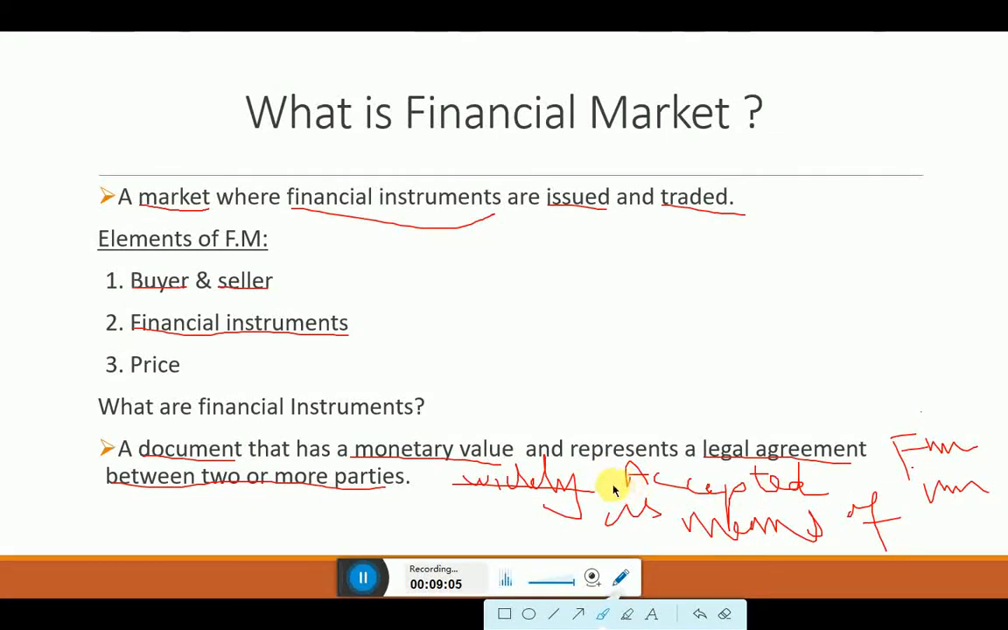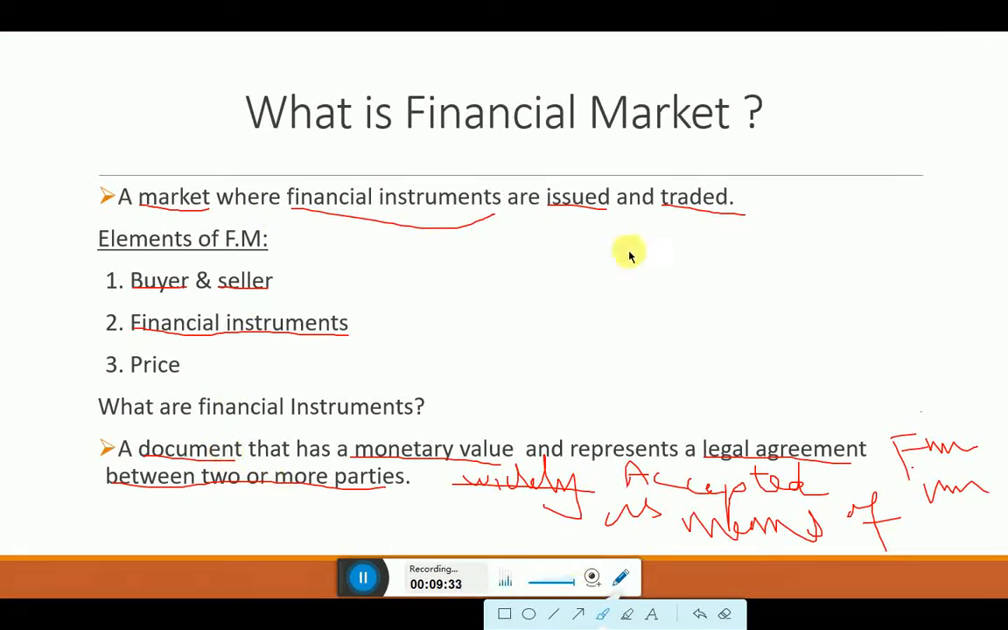So that's basically the four characteristics of the financial instrument we discussed here. Number one, it's a document. Number two, it has a monetary value. Number three, it's a legal agreement between two or more parties. And number four, it's widely accepted as a means of financing or investment by the buyer and seller, right? Okay, so that's about the financial market and financial instrument.